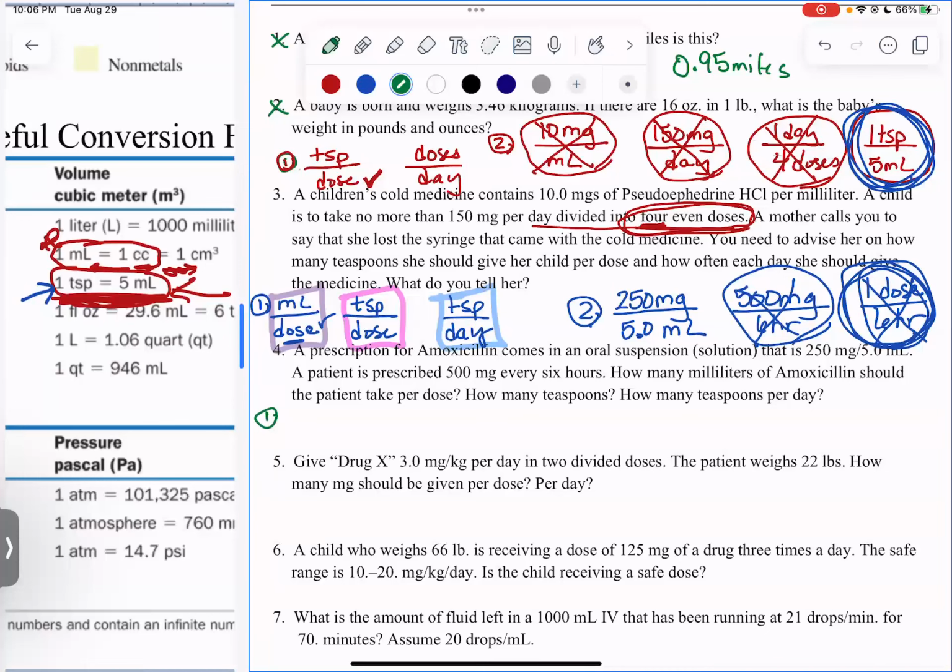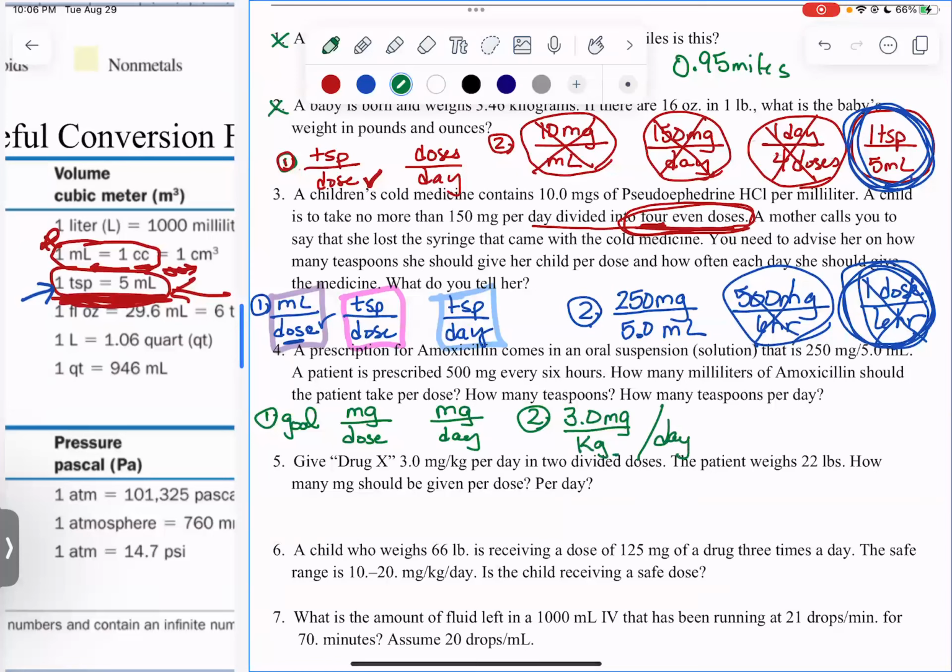So number one, our goal is that we want to know how many milligrams should be given per dose, and then we want to know how many milligrams should be given per day. Second thing is we're going to pull out information. Give drug X in 3.0 milligrams per kilogram per day, right? So this is how much medicine they're going to get per day.